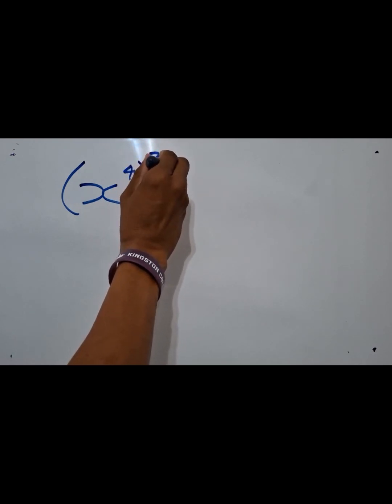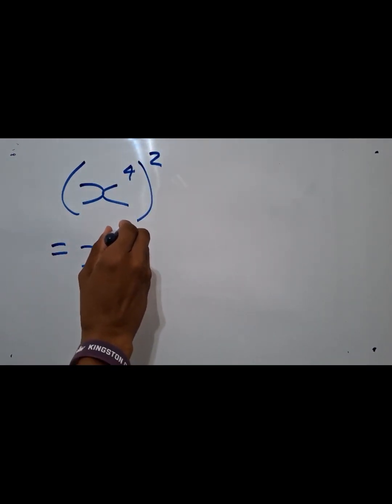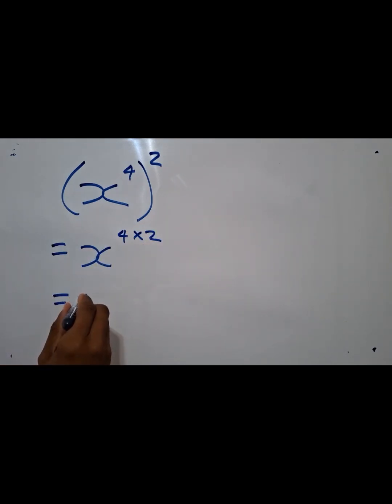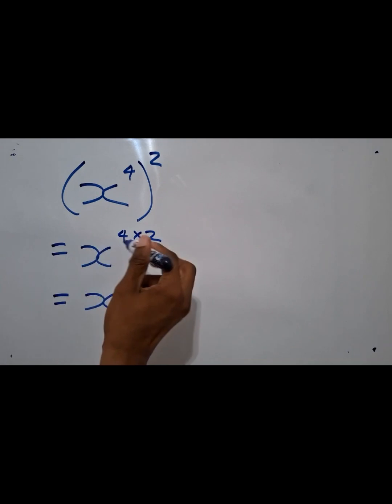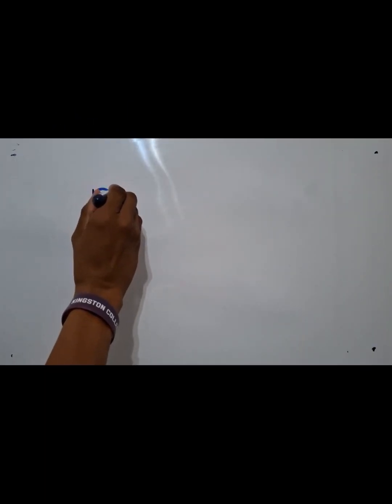Same thing in algebra. We have x raised to the power 4, that's then raised to the power 2. The same thing as x to the fourth, and we multiply the power 4 times 2. So we have x raised to the power 8. Nothing hard at all, quite simple.